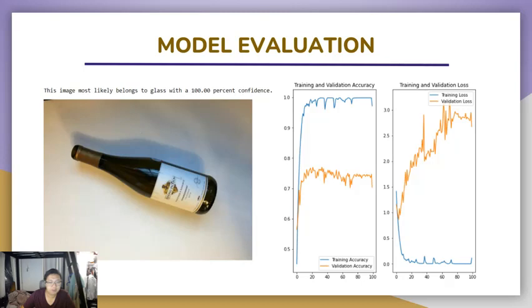However, looking at the left, we can see a good example of how our model works and how it gives us an output. We can see that the bottle is glass, and the model tells us this image is most likely glass with a 100% confidence value.